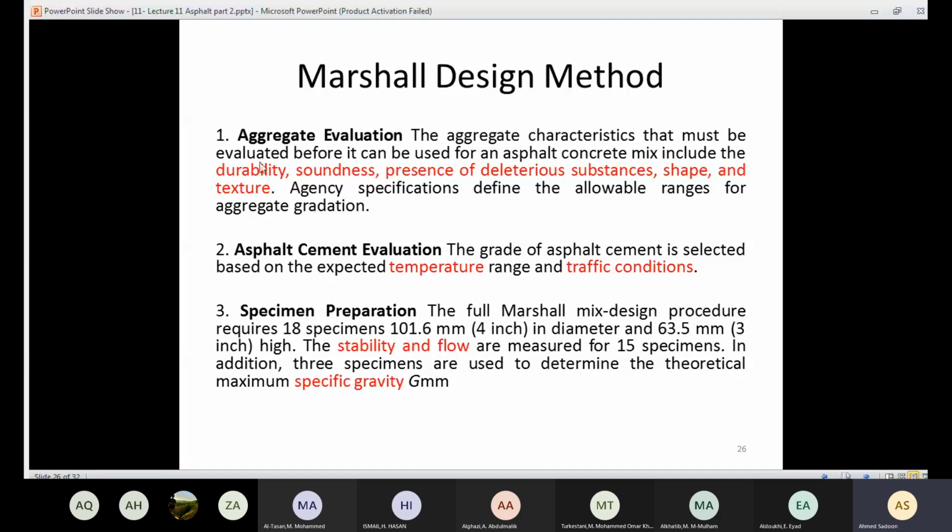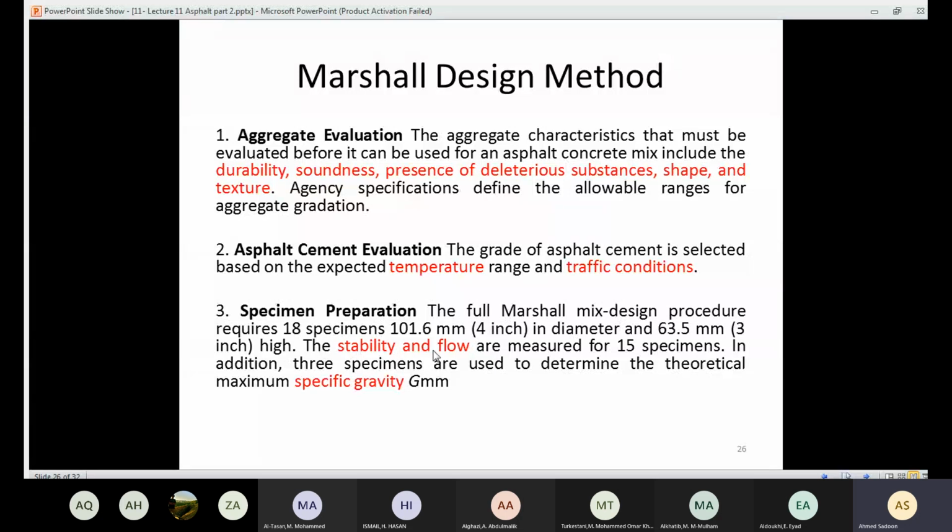Also, you need to evaluate asphalt cement. The grade of the asphalt cement is selected based on the expected temperature range and the traffic conditions. Regarding the specimen preparation, in order to perform a full Marshall mix design, you need to have 18 specimens. The diameter should be 4 inches, and the height should be 3 inches. And then you need to determine the stability and the flow.